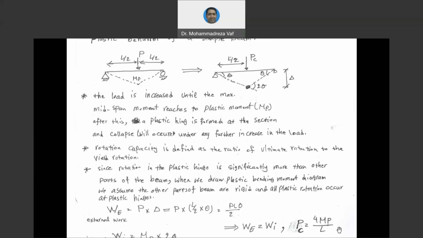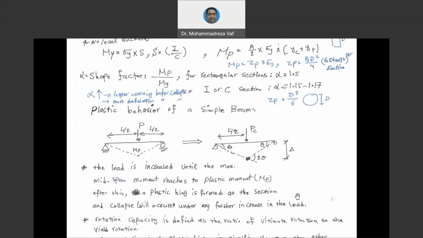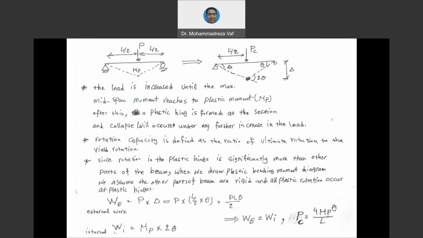So this calculation shows me that if you have a larger MP, how can we get a larger MP? According to what we saw up here, a larger MP means a larger cross-section, because a larger cross-section is going to have a larger ZP. Therefore, if you have a larger MP, meaning a larger cross-section, the critical load, of course, is going to be larger. Or if you have a smaller span, you will have a larger PC. Another thing that is going to influence this PC is the support condition.